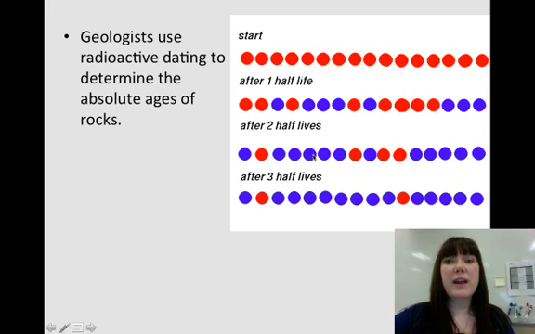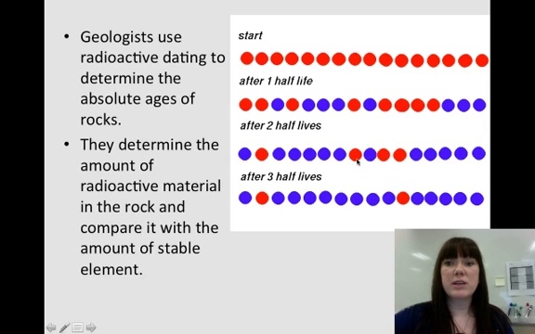After another half-life has passed, half of those 8 red ones will have turned into daughter atoms. So now we only have 4 parent and the rest are daughter. After another half-life, half of those 4, so these 2 right here, change into the daughter. So you can see the progression of the different half-lives. One half-life means half of the remaining radioactive parent isotopes have changed into daughters.